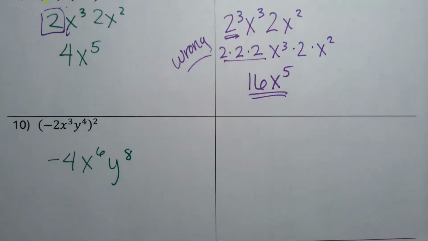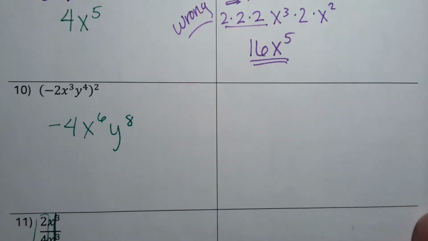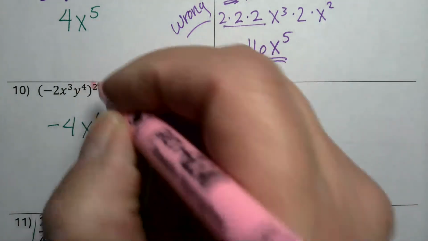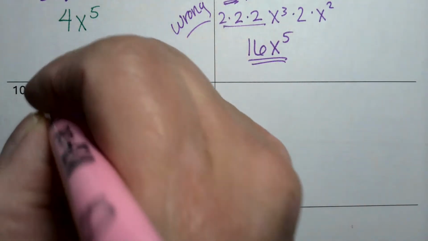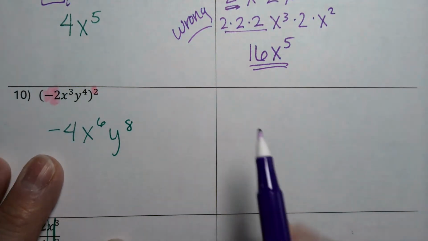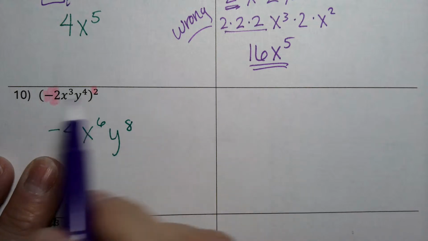All right, number 10. She made a mistake on number 10, but it's pretty subtle. When you square a -2, it is going to be -2 times -2. She did all this in her head, so she made a sign mistake. But I'm going to write it out.